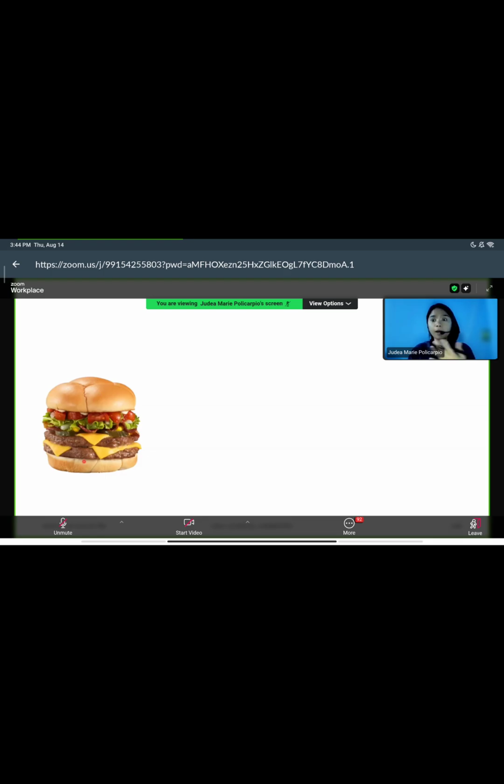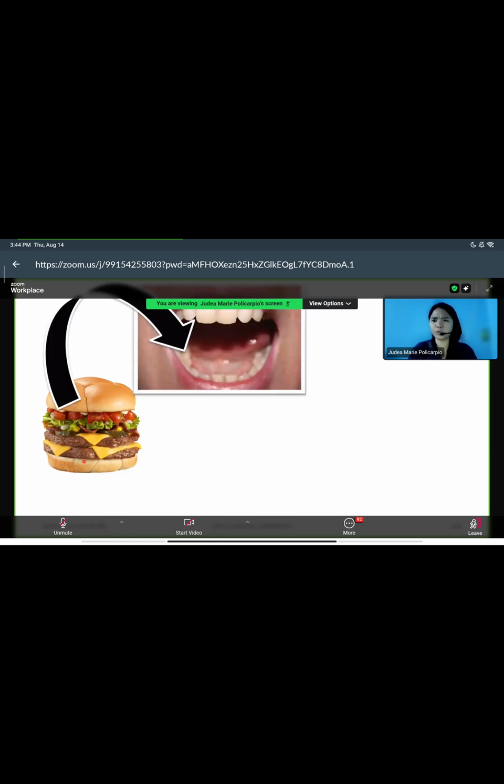Syempre, kailangan makapasok muna sa katawan natin yan, no? And the only way for that to go inside the body is syempre through the mouth. Okay, so I do hope wala namang ibang portal of entry aside from the mouth. Pero either way, para magamit natin si burger as a source of energy, kailangan makapasok muna siya sa loob ng katawan natin, and that would be through the mouth.